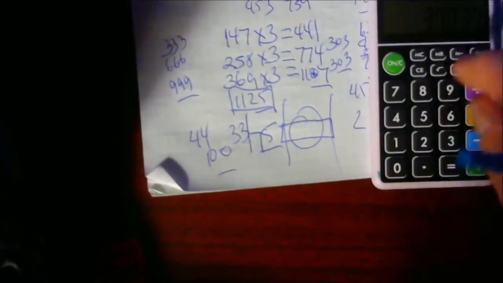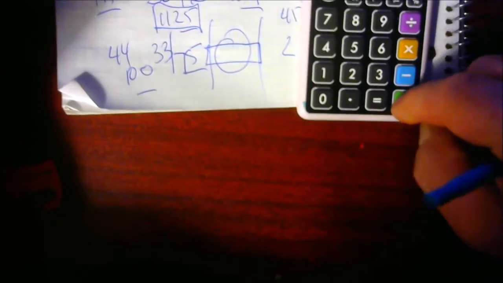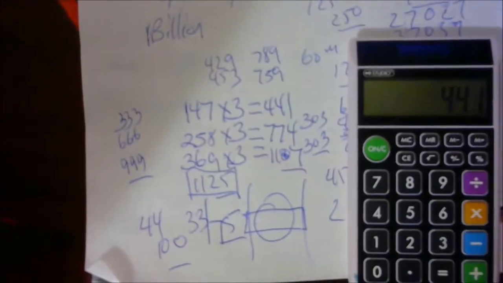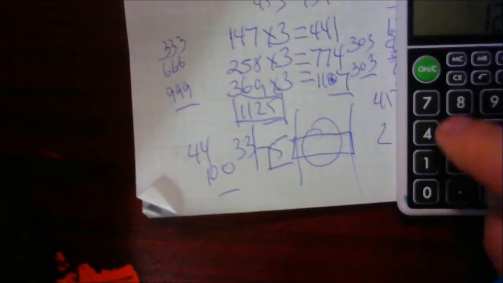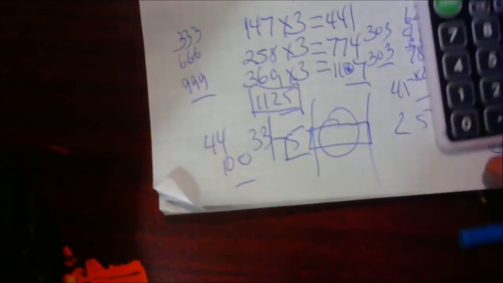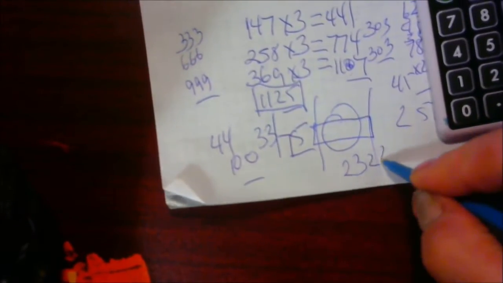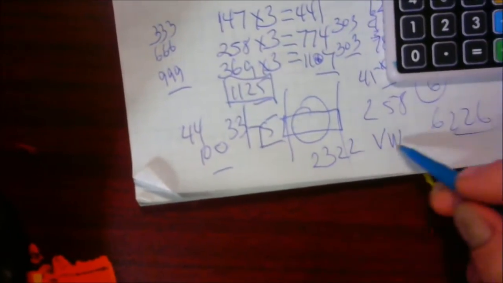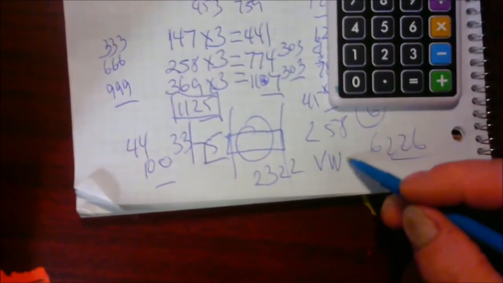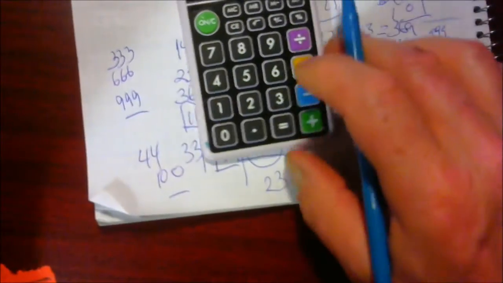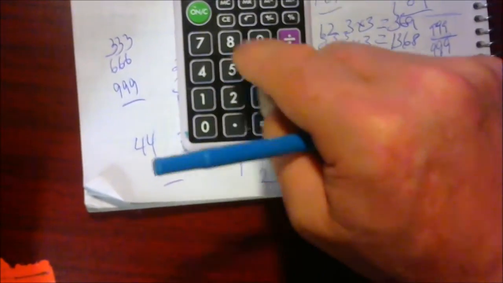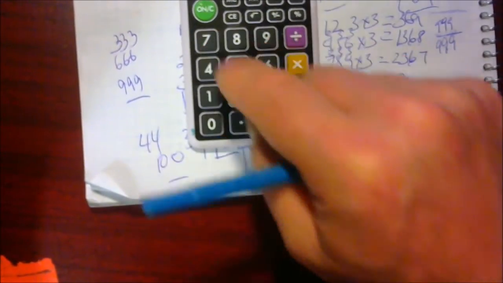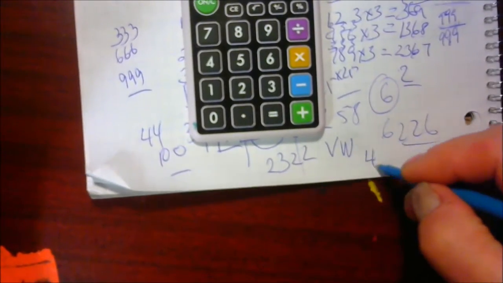Now, if you want to add them all up, 441 plus 774 plus 1107 equals 2322, which is VW. And I've seen this before, which is VW. When we add up this one over here, it becomes 369 plus 1368 plus 2367. Hopefully I didn't make a mistake. And it becomes 4104.